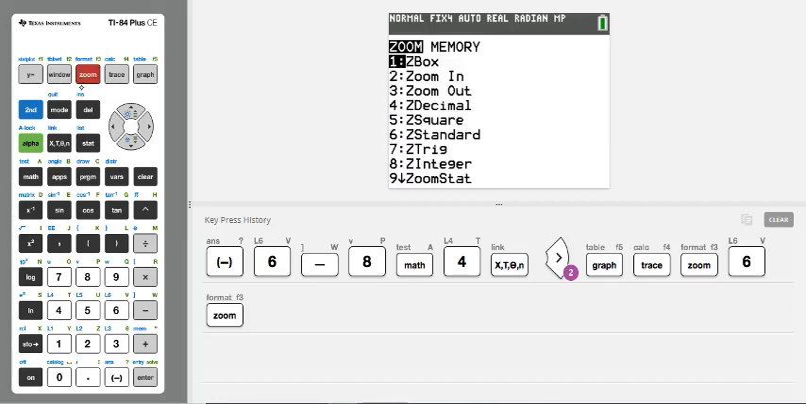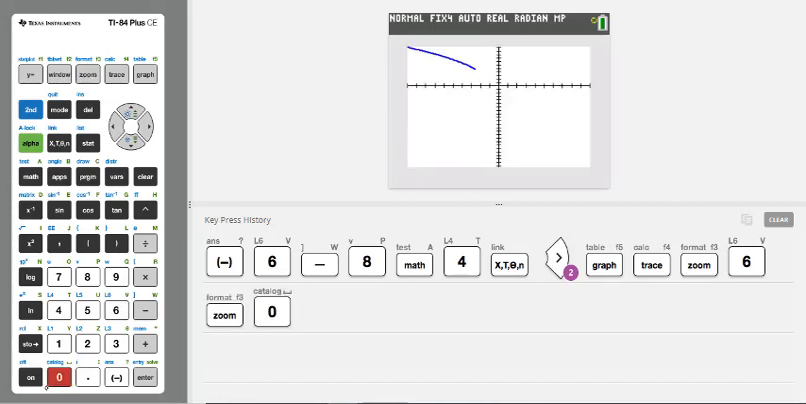Well, let's do zoom. Now that we know it's in there, there we go. If we do zoom 6, it gets it in, and then zoom 0 would fit it. So there.